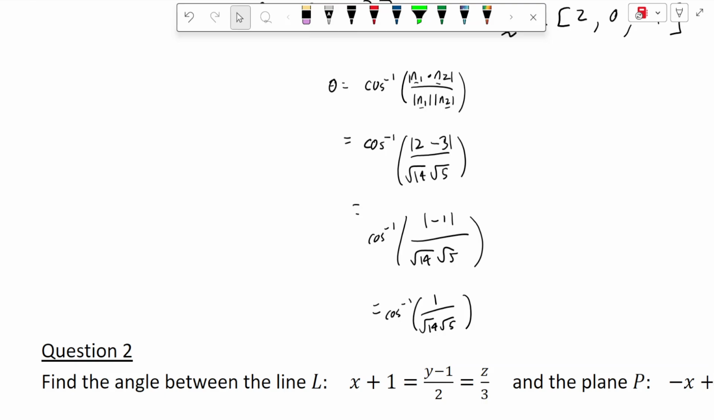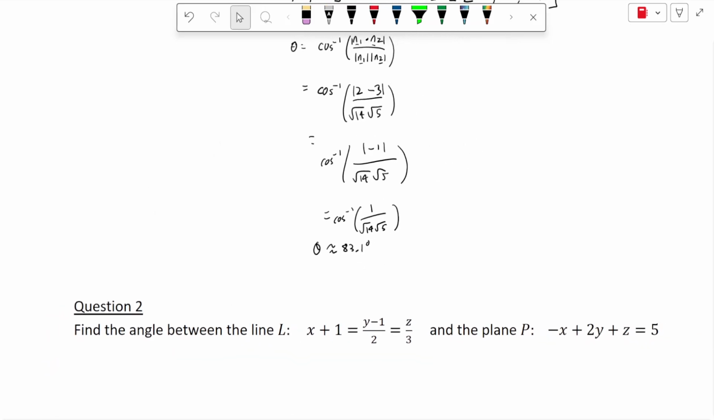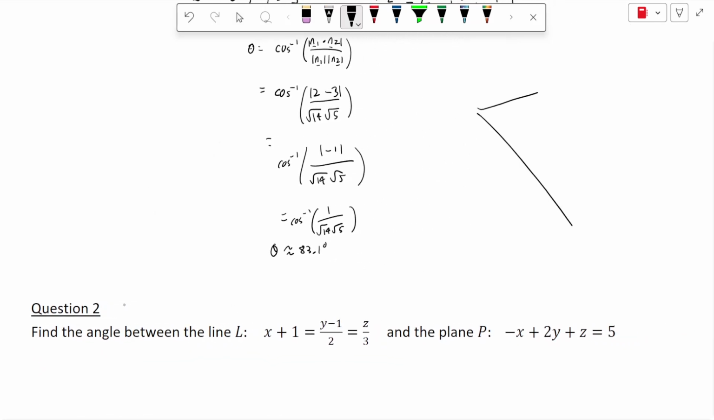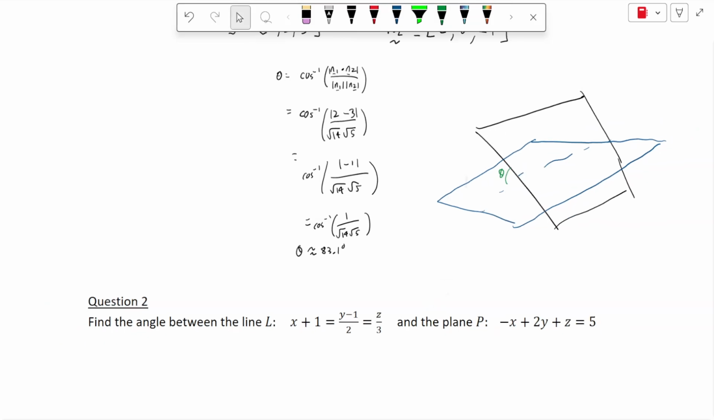83.1. Okay, so that's the angle between the two planes. And you can sort of imagine this as like, there's one plane, and there's a second plane. If they happen to intersect in a line, for example, planes can intersect in lots of different ways. But then you're sort of looking at that angle there between the two planes.